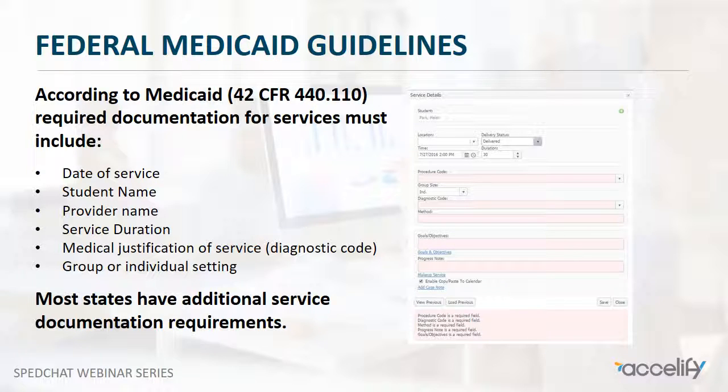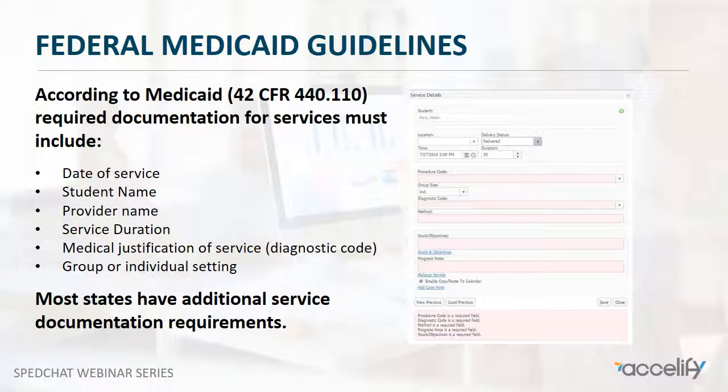Finally, according to Medicaid, required documentation for services must include, at the very least, the date of service, the name of the student or patient, the name of the provider that's conducting the service, the duration or unit of the service, and the medical justification for the service, which is typically a diagnostic code. Finally, it must include if the service is in a group or individual setting.